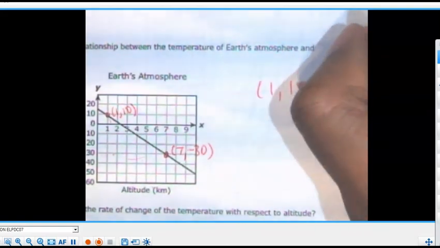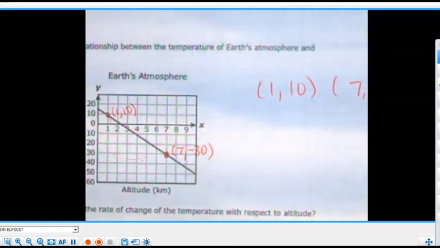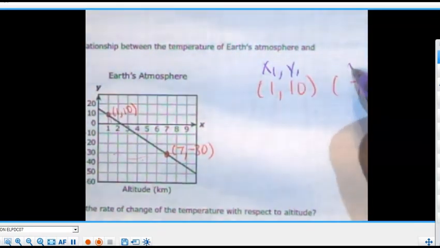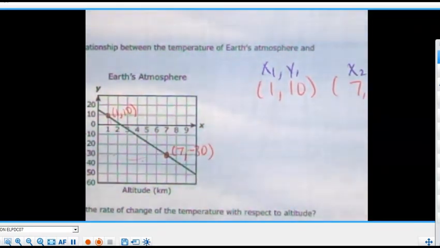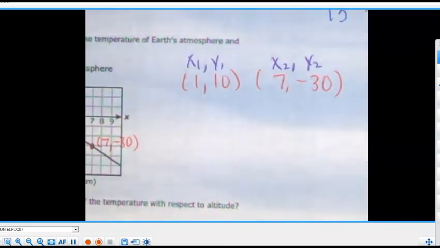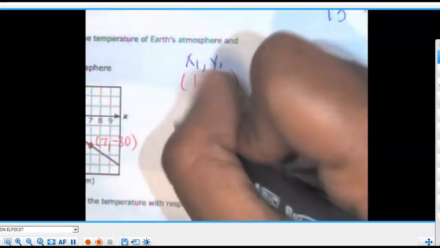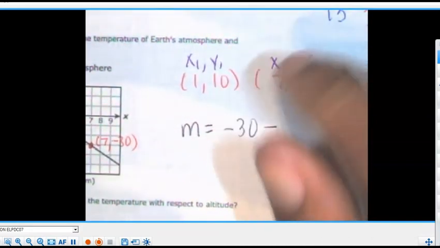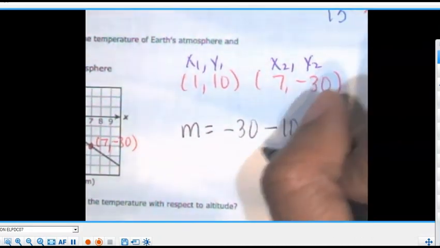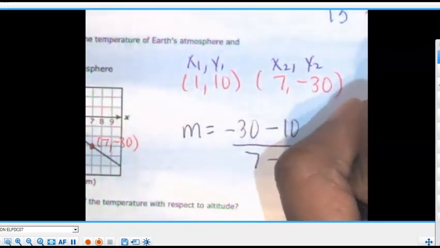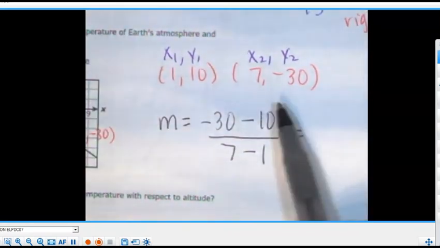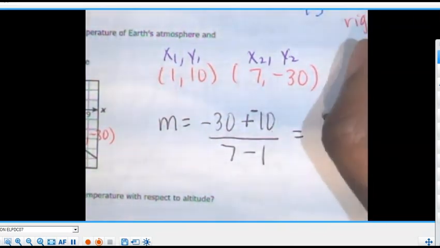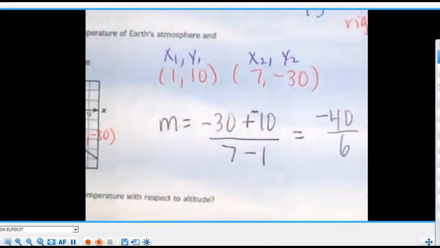So if we have 1, 10, 7, negative 30, I'm going to label this one as x1, y1, x2, y2. Sorry, I was off the page. Okay, and here's the formula. M is equal to y2, negative 30, minus y1, which is 10, divided by 7 minus 1. So this is negative 40, because I changed to a plus, bump back the negative, negative 40 over 6.